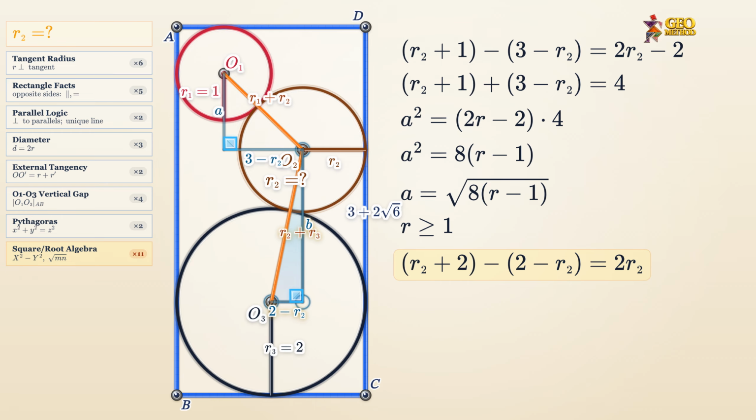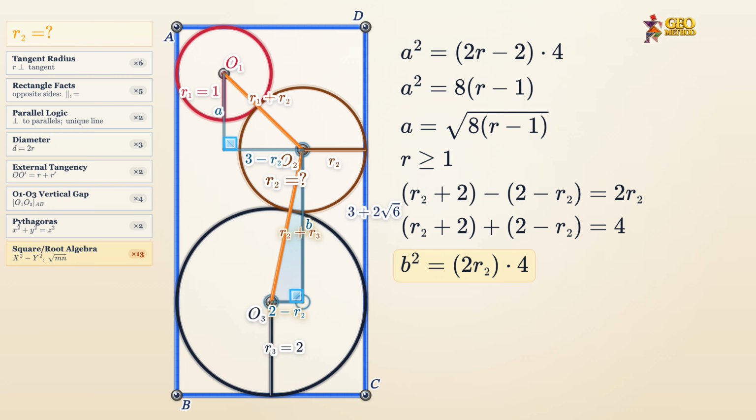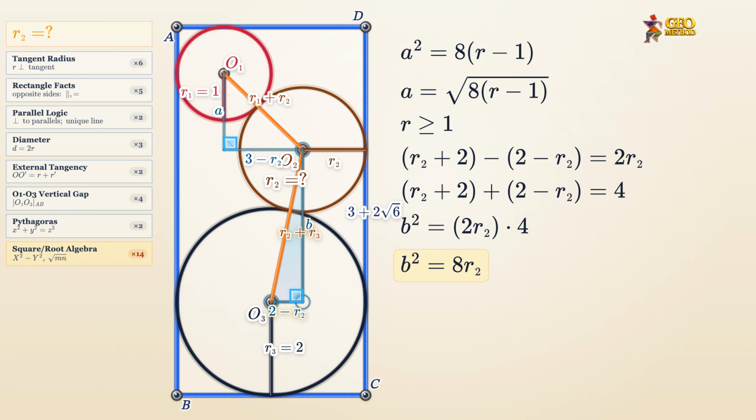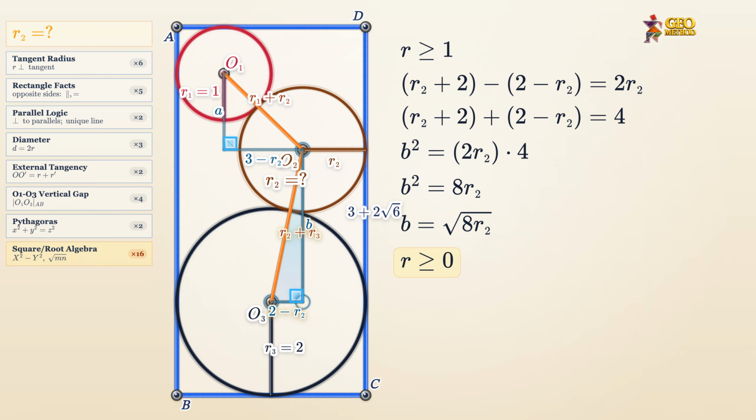Now simplify the second difference. The difference factor is R2 plus 2 minus 2 minus R2. The matching sum factor is R2 plus 2 plus 2 minus R2. Again, the R2 terms cancel, leaving 4. Multiplying gives B squared equals 2R2 times 4. So the second triangle gives B squared equals 8R2. Taking the positive square root, B equals root of 8R2. The second root only requires R2 to be non-negative. The first condition, R2 at least 1, is stronger.